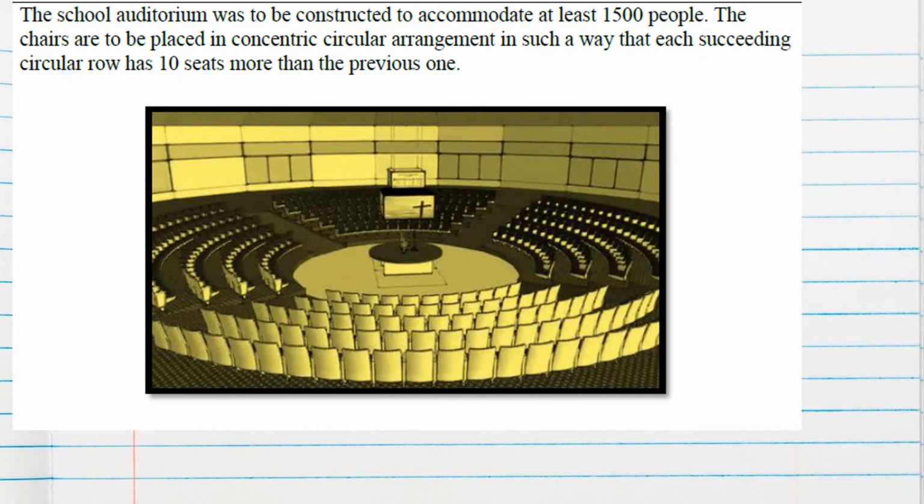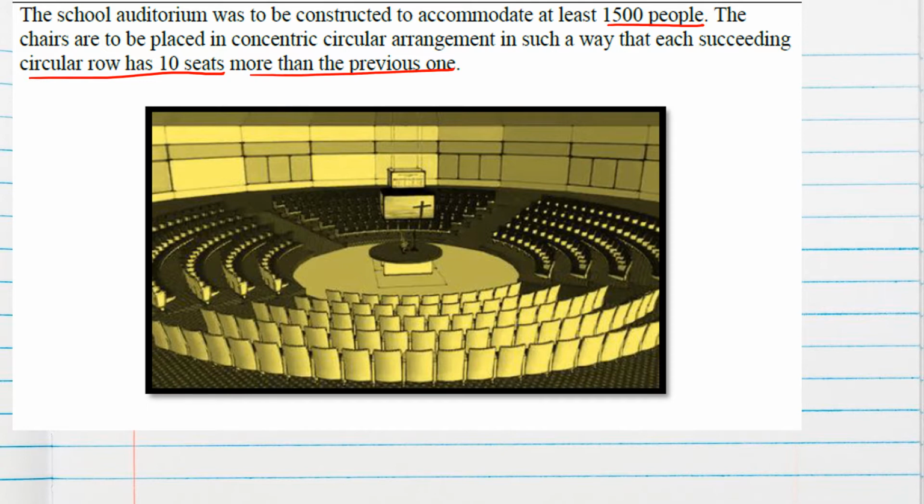Hello students, once again one case study from sample paper 22-23. The question is: a school auditorium was to be constructed to accommodate at least 1500 people. The chairs are to be placed in concentric circular arrangement in such a way that each succeeding circular row has 10 seats more than the previous one.